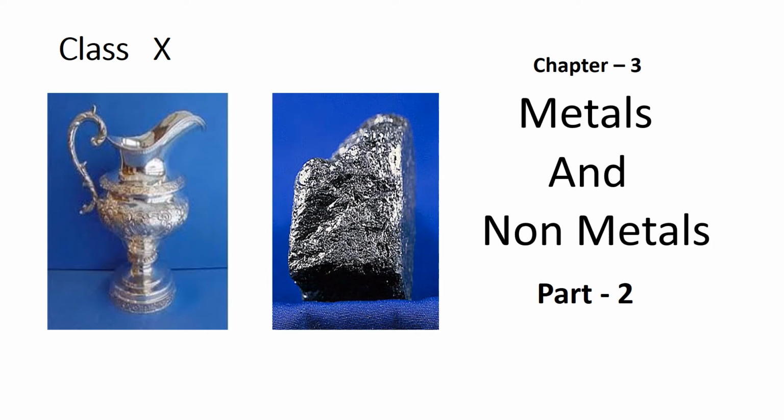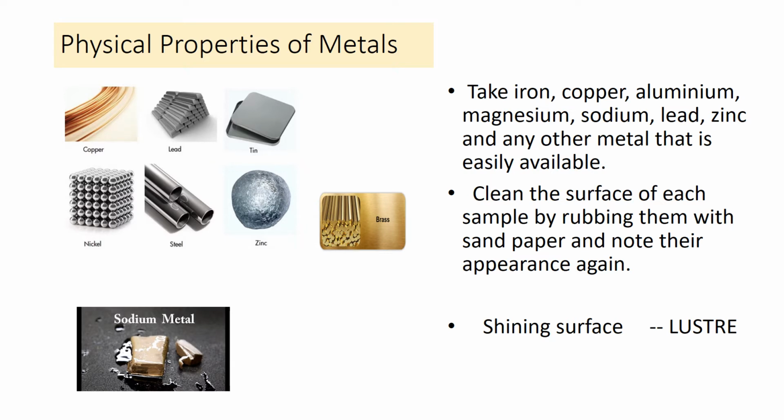Good morning students. Today we will discuss the physical properties of metals in part 2 of metals and non-metals. Now we will discuss the physical properties of metals. What are physical properties? Physical properties include appearance, color, odor, boiling point, melting point, etc.